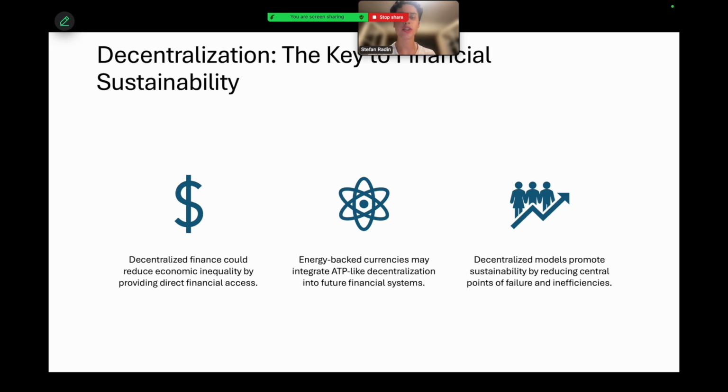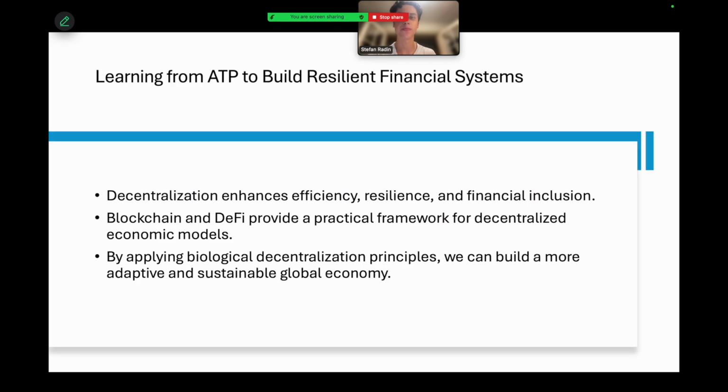One potential innovation is energy-backed digital currencies, where decentralized energy production, similar to ATP, could form the basis of monetary value. This could revolutionize the way we think about financial sustainability, mirroring how ATP sustains life through decentralized energy distribution. By integrating these principles into our own global economy, we can create a more stable, resilient financial future.